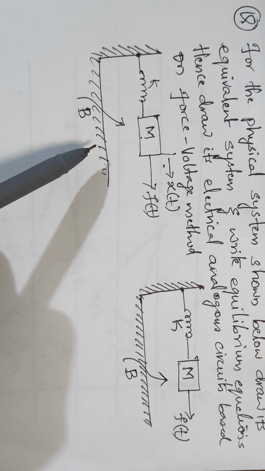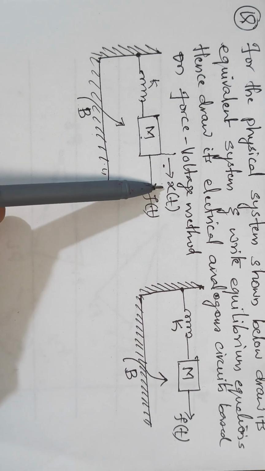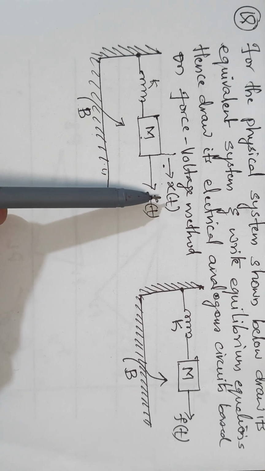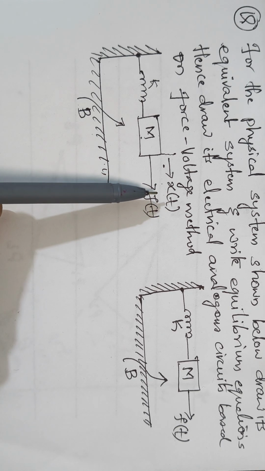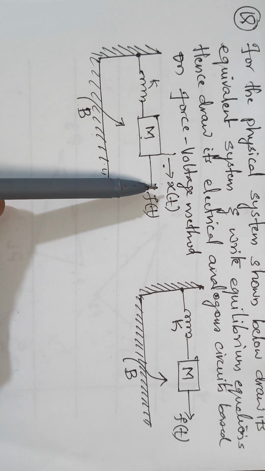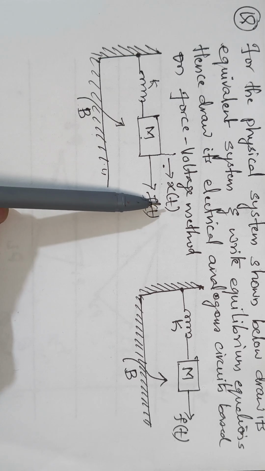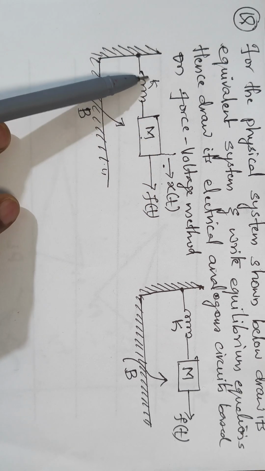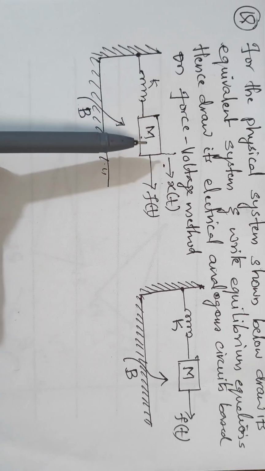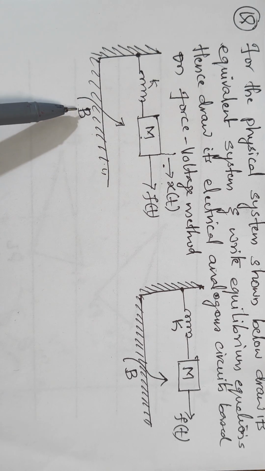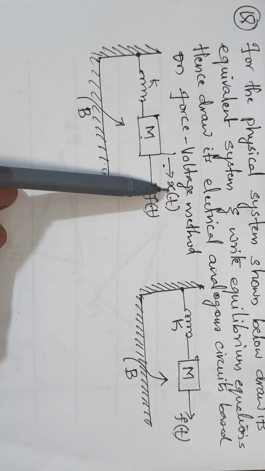Now we will draw its equivalent system, which will contain one node. Why one node? Because here we have only one displacement. The number of nodes will be equal to the number of displacements. So because we have here only one displacement, we will be having only one node, and all other elements will be under the influence of this node alone, that is the x of t, and all these elements, that is the spring, mass and the friction, will be connected in parallel under this node.